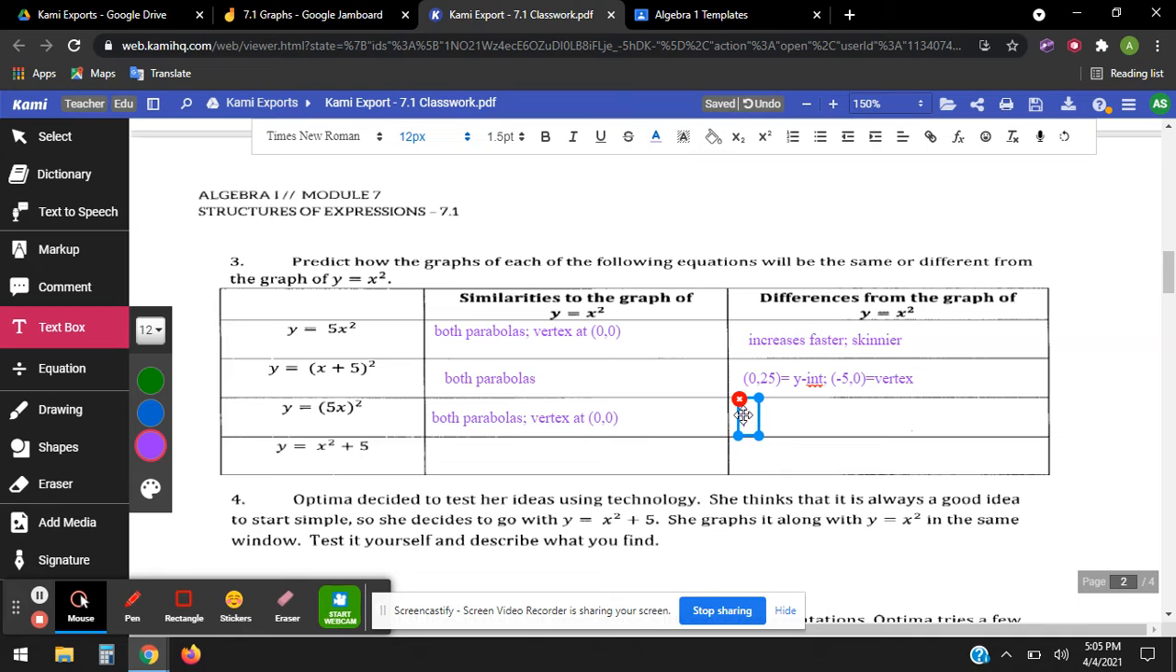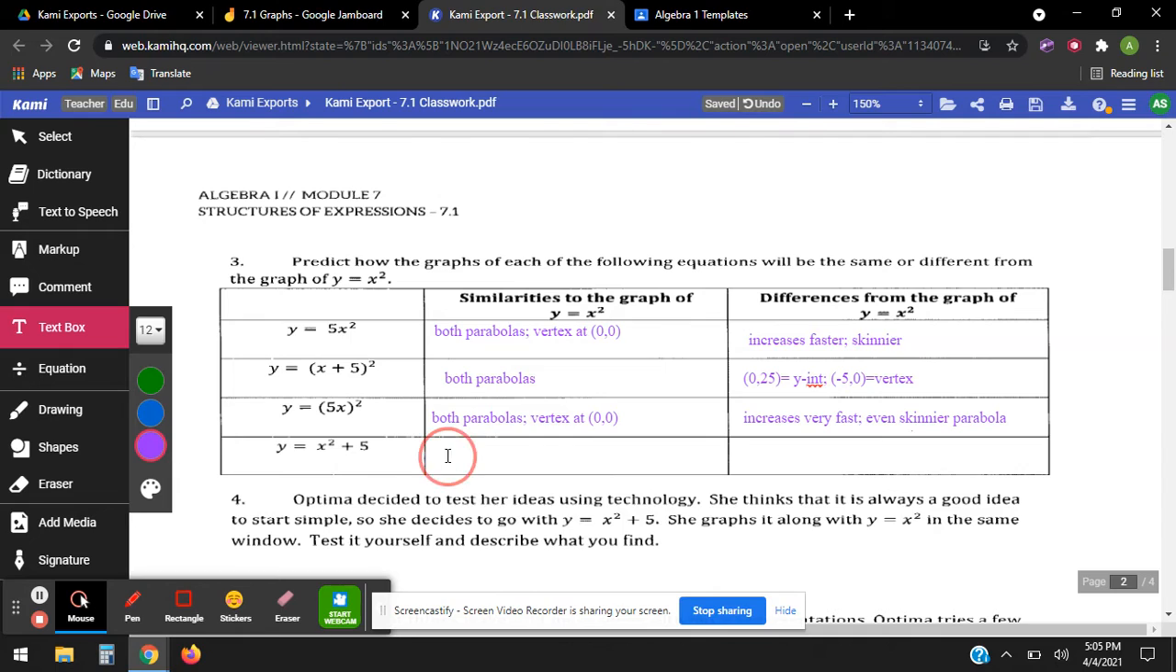Over here, it's also kind of like this one in that I'm going to take 5 times 1 and then square it. So 1 times 5 is 5. 5 squared is 25. So here I went from 1, 5 to 1, 25. So this increases very fast and is an even skinnier parabola than the one up here, right? And again, this one, both parabolas.